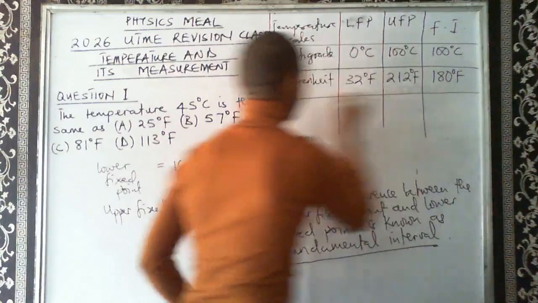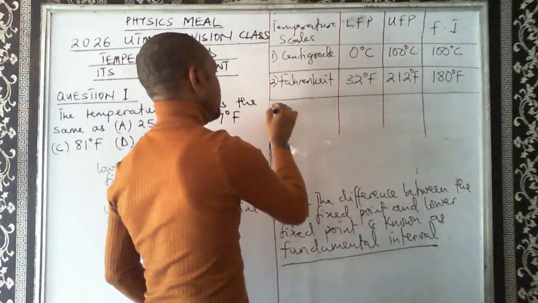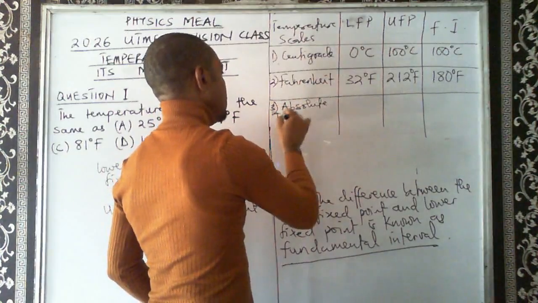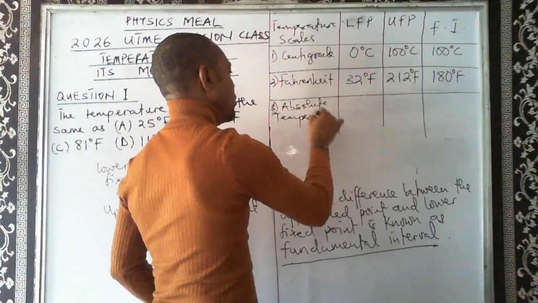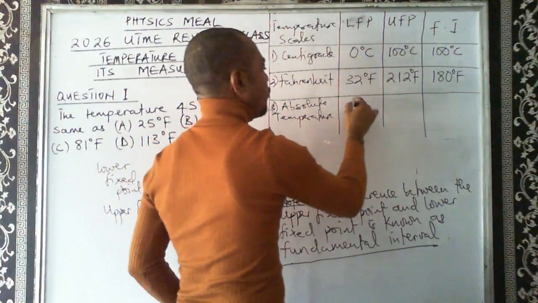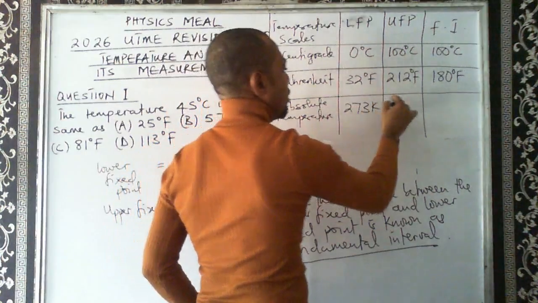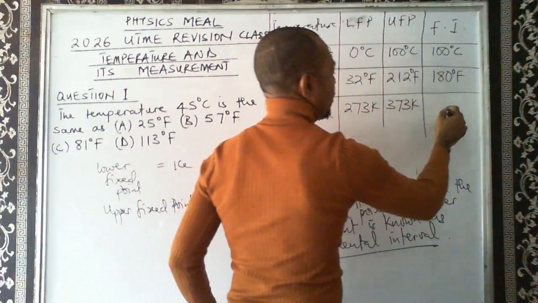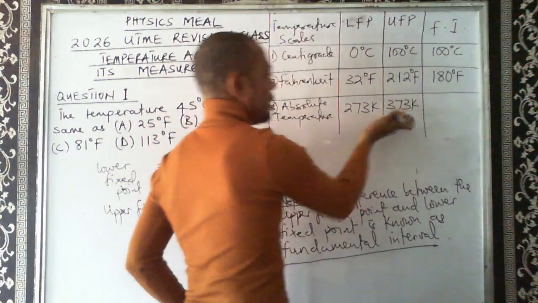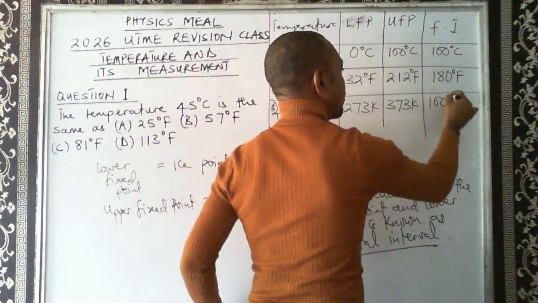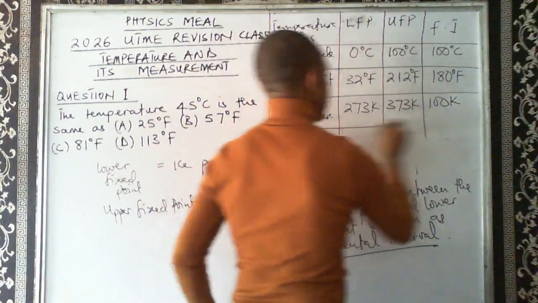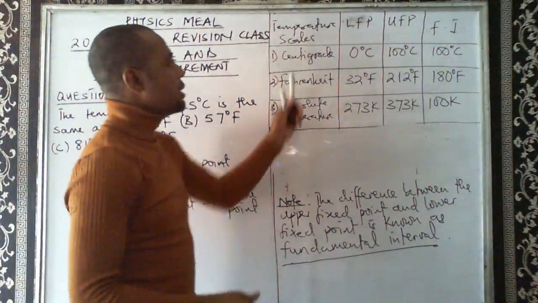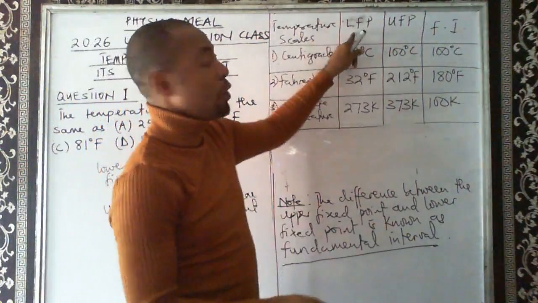For the absolute temperature scale, or the Kelvin scale, the lower fixed point is 273 Kelvin, upper fixed point 373 Kelvin. Then the fundamental interval is this minus this, and that will give me 100 Kelvin. Okay? So that's the table showing us the lower fixed point or ice point.